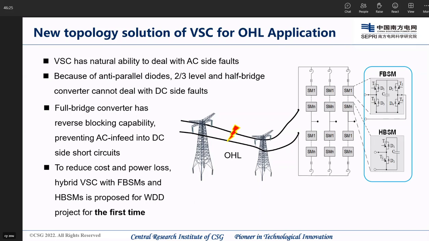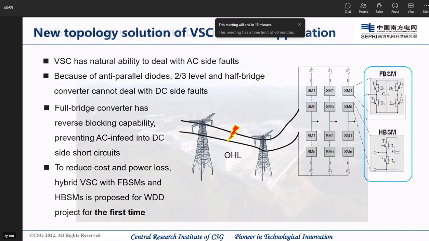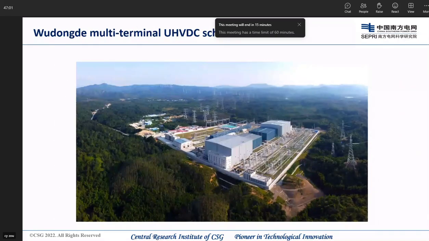So in this project, we use full-bridge converters, which have a reverse blocking capability, preventing DC side short circuit. The full-bridge converter is more expensive than half-bridge converters and usually has higher power loss. To deal with this problem, a hybrid VSC with full-bridge submodules and half-bridge submodules is proposed for this project for the first time. This photo shows the largest VSC station in the world, located in Guangdong, which is 800 kilovolt, 5 gigawatt VSC.